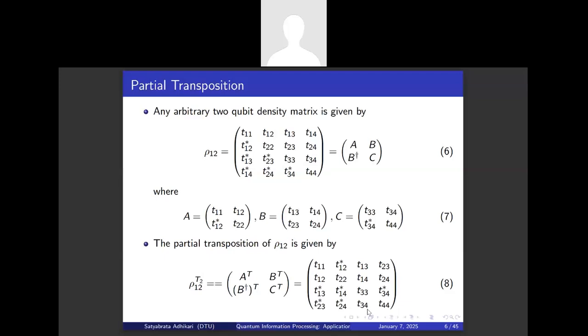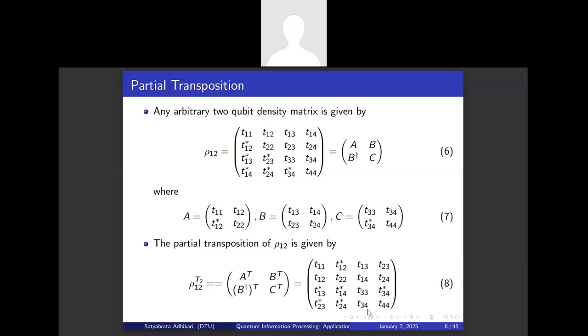The if and only if condition can be stated in this way: if the state rho 12 represents a separable state, then rho 12 T2, the partial transposed matrix, must be a positive semi-definite operator. And conversely, if rho 12 T2 is a positive semi-definite operator, then the state is separable. This necessary and sufficient condition only holds in the 2 tensor 2 system and the 2 tensor 3 system.